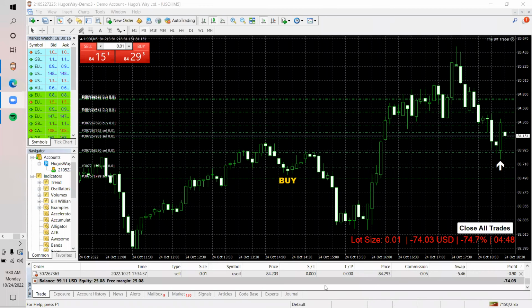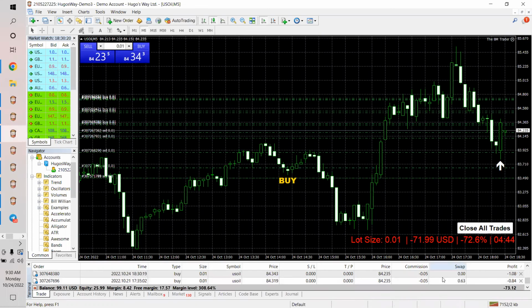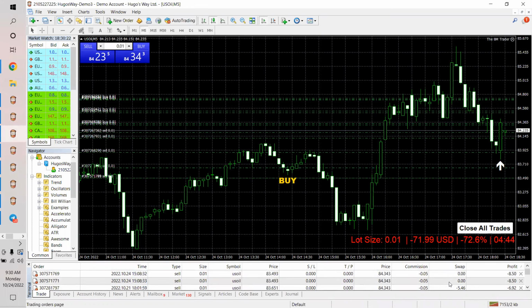All right, everybody. So as we could see, we have a buy arrow coming up for US oil. So I'm going to go ahead and take that trade. So we are in that trade. We're going to go ahead and let that play out.